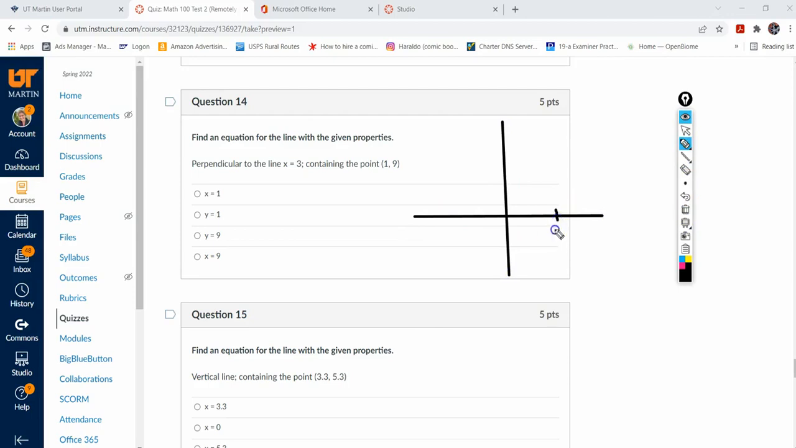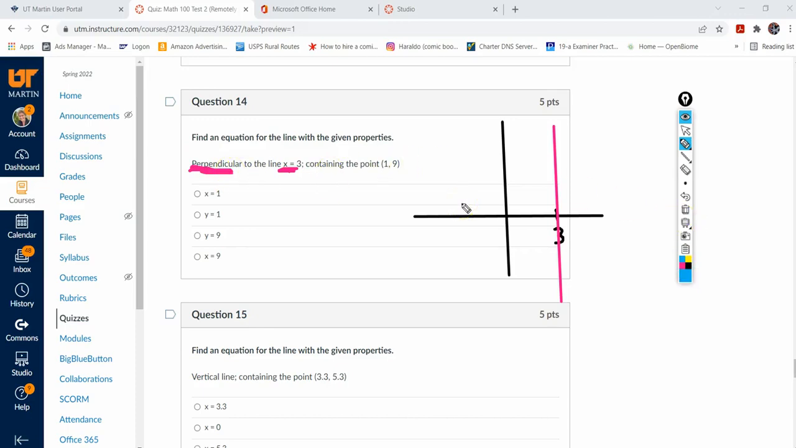And if that's where 3 is, then the line x equals 3 is the vertical line that goes through 3. Okay. So that's that line. Now, we've been asked to get the line that's perpendicular to x equals 3.